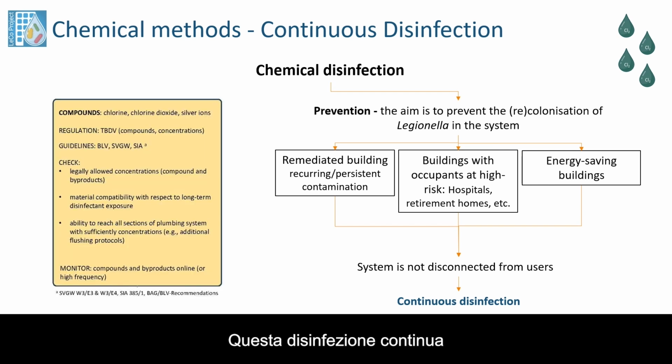This continuous disinfection is regulated by the TBDV, and the compounds that are used are chlorine, chlorine dioxide and silver ion, and also there are guidelines that describe how to apply. Important is to check the material compatibility because it is a long-term disinfection and these chemicals can cause aging of the system. And also, as before, it is important that it reaches all sections of the building plumbing system at sufficient concentrations so that the whole system is being disinfected.